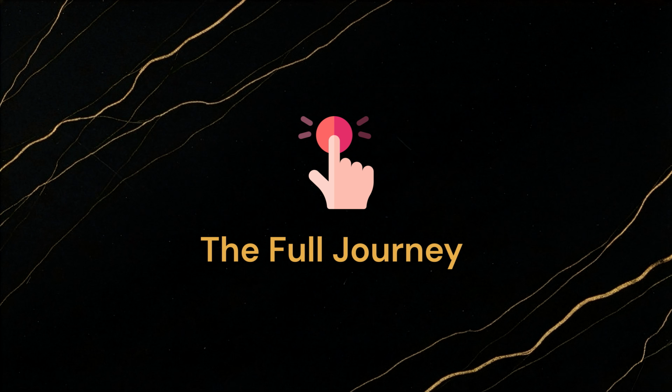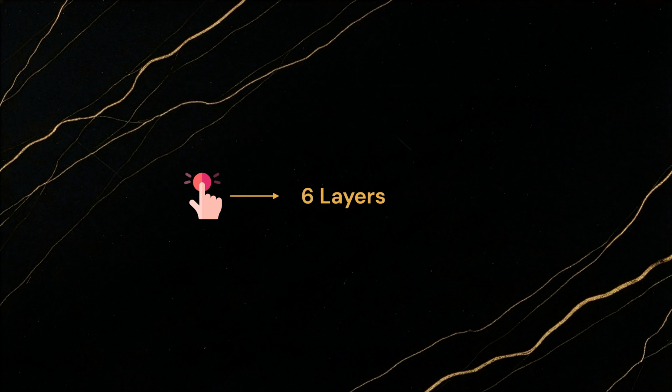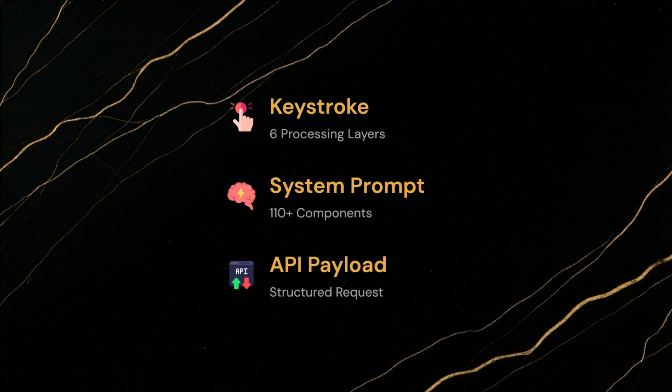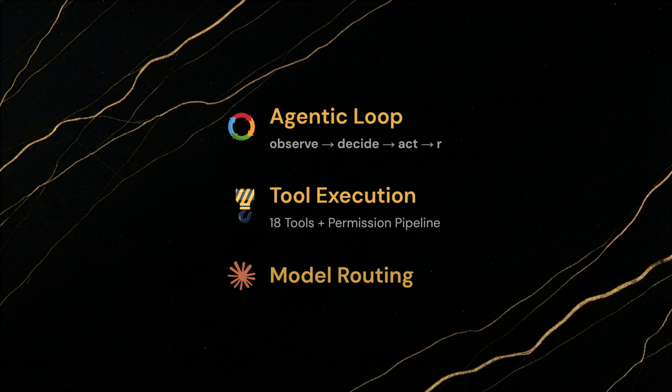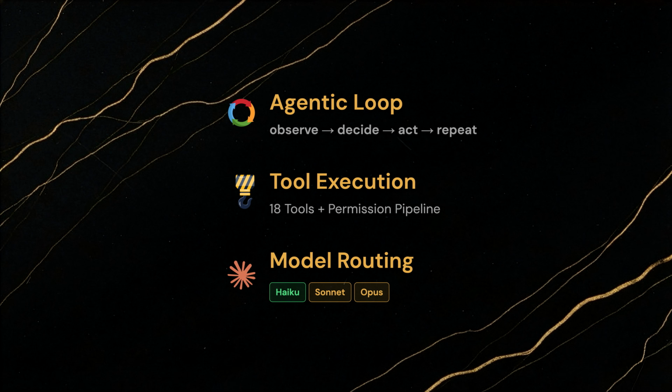So that's the full journey. You press enter and your prompt passes through 6 layers of processing. A modular system prompt gets assembled from 110 plus components. The payload hits the API and the agentic loop takes over, cycling through observe, decide, act, observe as many times as needed.